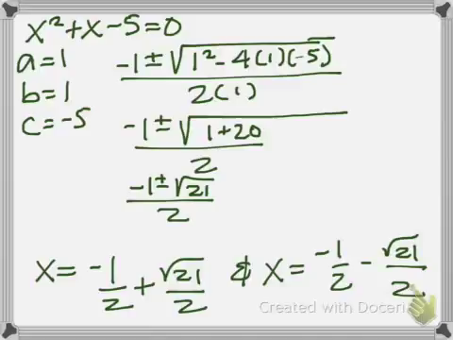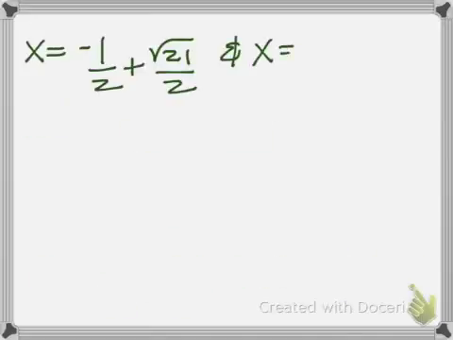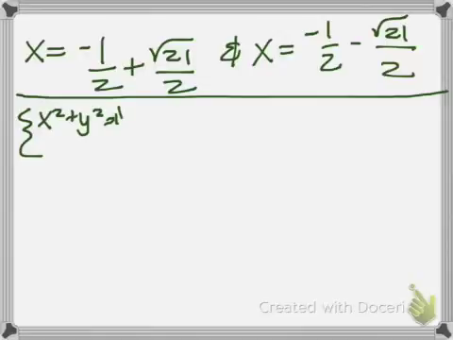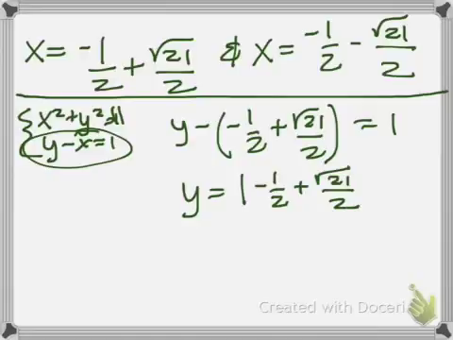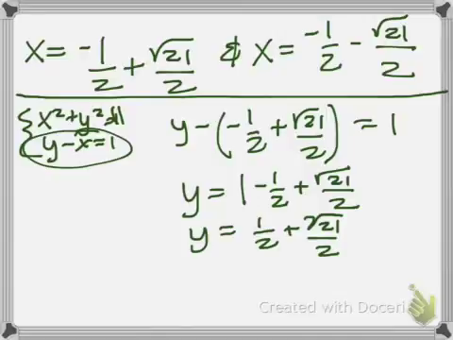Now we need to find our y's. So let's go back to our original equation. We're going to plug it in to the easier one, y minus x equals 1. So y minus (-1/2 plus square root of 21 over 2) equals 1. We'll add to both sides, so we get y equals 1 minus 1/2 plus square root of 21 over 2. Put 1 and 1/2 together, so y equals 1/2 plus square root of 21 over 2. There's our first solution for y.